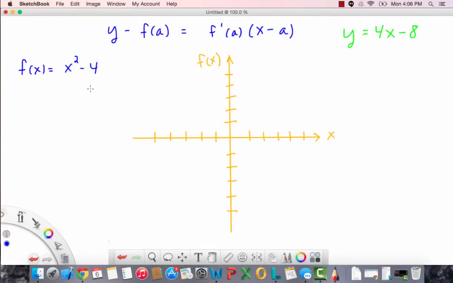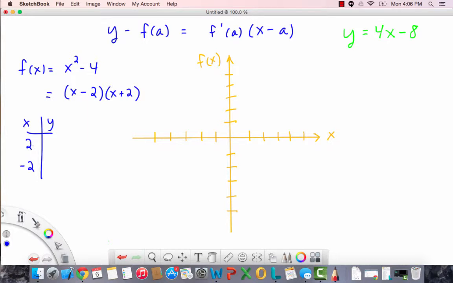Let's first graph f of x. So we have f of x equals x squared minus 4. There are several ways to graph this, but one very easy way is to recognize that we can factor this as (x minus 2)(x plus 2). That means that we have x-intercepts at 2 and negative 2.